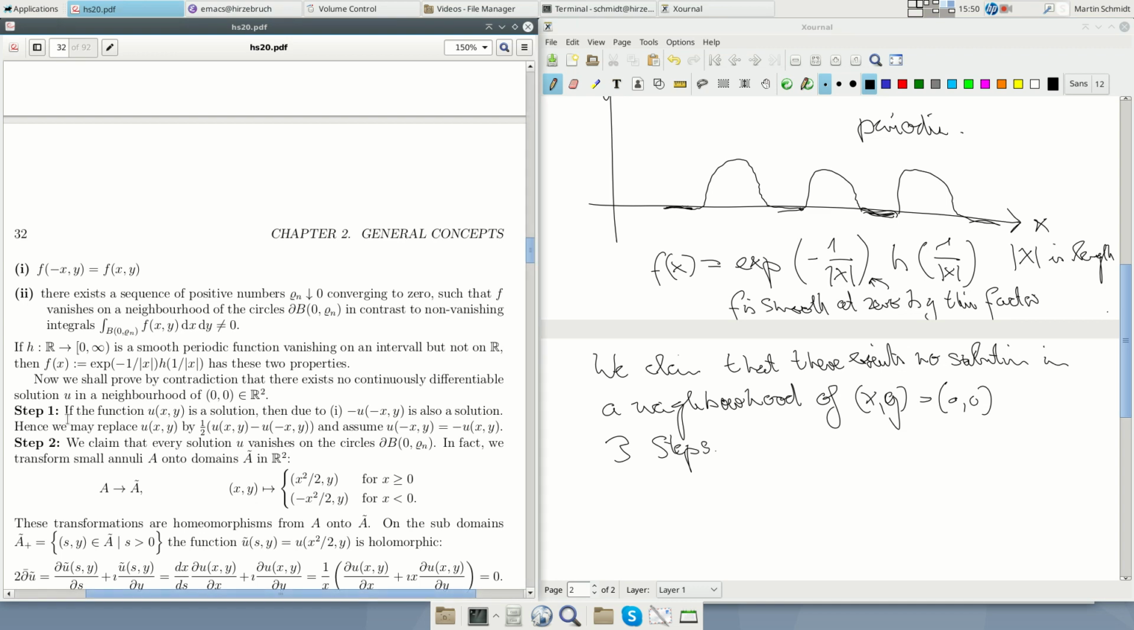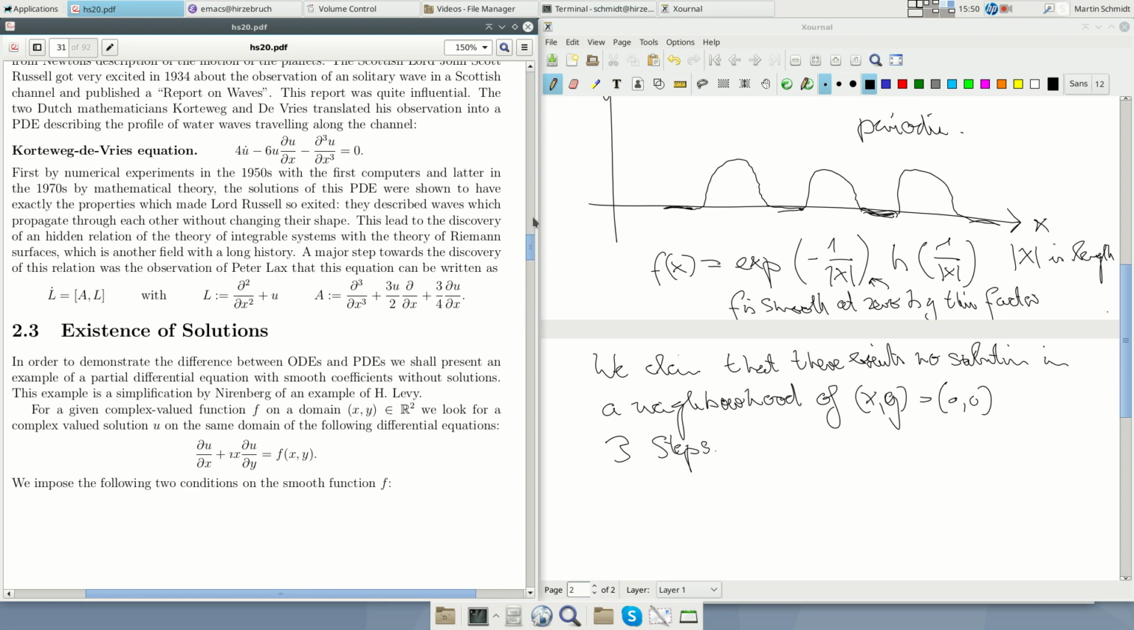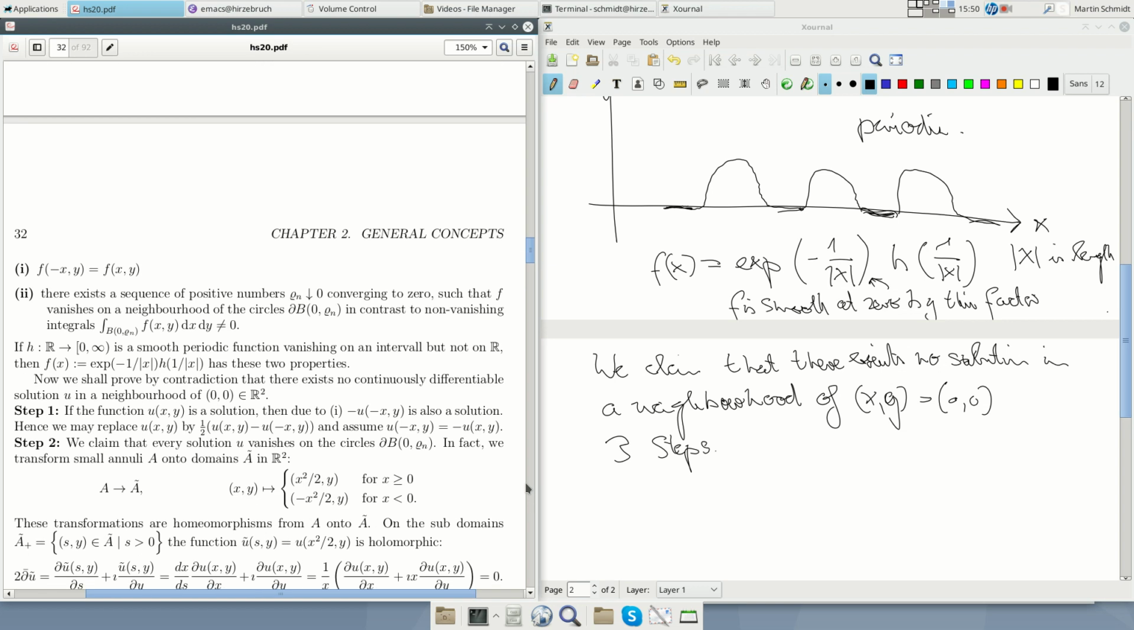Okay, in the first step, by this condition, if you look at this equation here, also we reverse the second one, then this changes the sign, and this changes the sign due to this x in front of. So everything changes sign, so this is also a solution. Also if u is a solution, this is also a solution. So we may replace u by this. This is then also a solution.